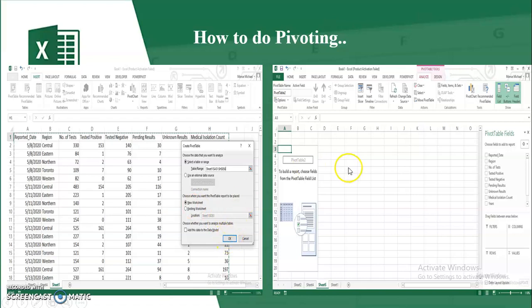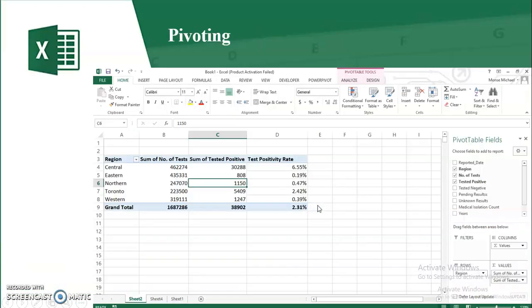OK. After this we are directed to this page, and on this page there are two separate areas, one on the left side and the other on the right side. On the right side all my variables are listed, and at the bottom there are 4 spaces: one for filters, one for columns, one for rows, and one for values. I have to drag and drop my variables into these 4 spaces, and corresponding changes will happen in this area. So this is the resulting pivot table after I am done with my pivoting.